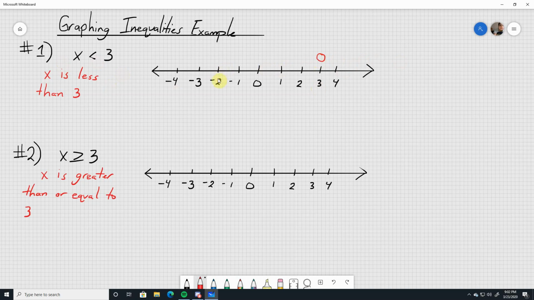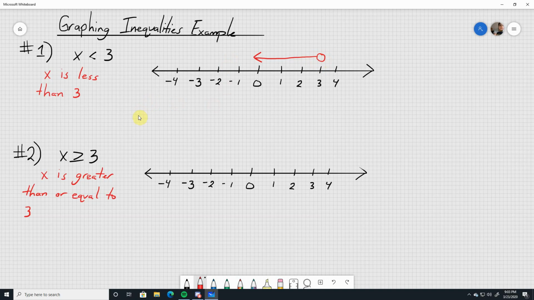So what that means is I'm going to draw an arrow like this, because this is saying X, whatever that number is, is less than 3. So X could be 2, X could be 1, or it could be 0, 0.5, -1, -1.5, anything. It could be any number. We don't know what it is, but any of those numbers will work. That's why we drew this arrow, because it goes this way. It's any number less than 3. And that's number 1.